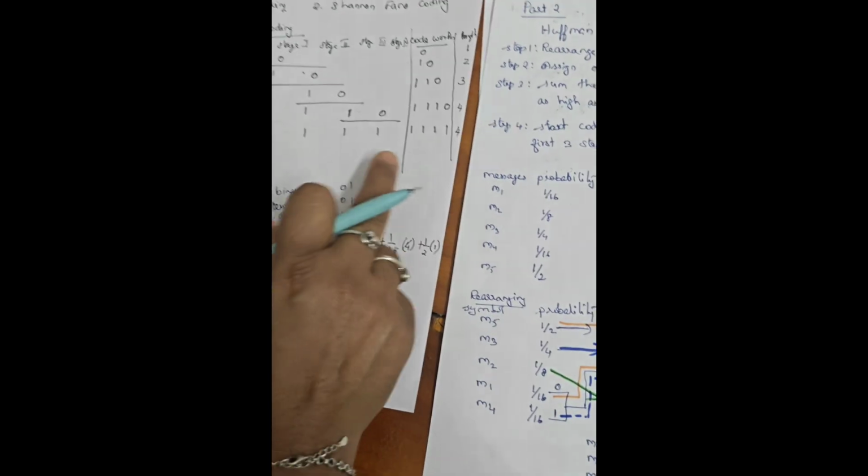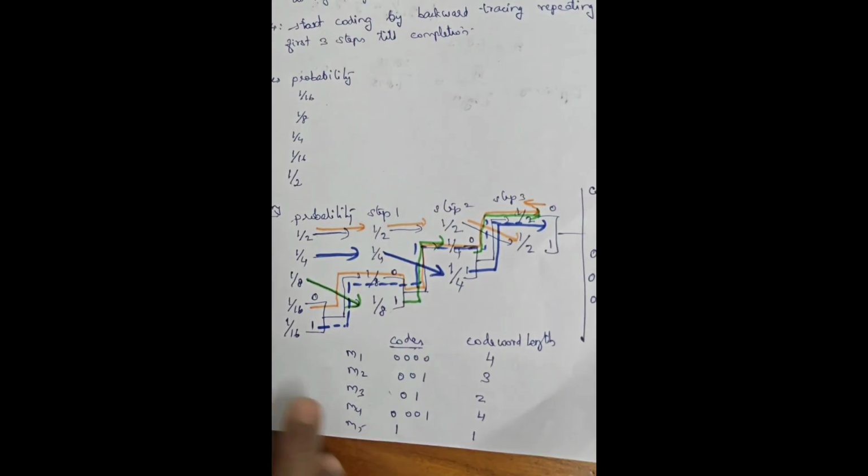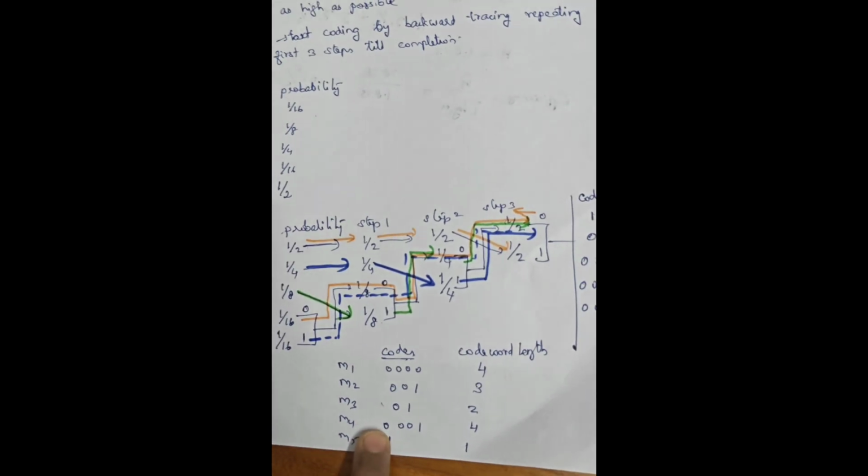Last time we saw that our Shannon-Fano coding has the same code word length, and it is a variable length code. This also has a variable length code. Both the codes are different, but the percentage efficiency of this particular problem is 100% for both the cases.